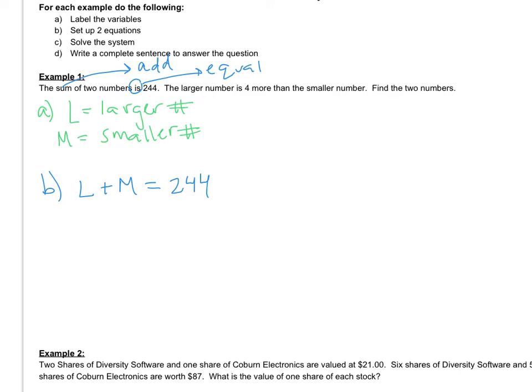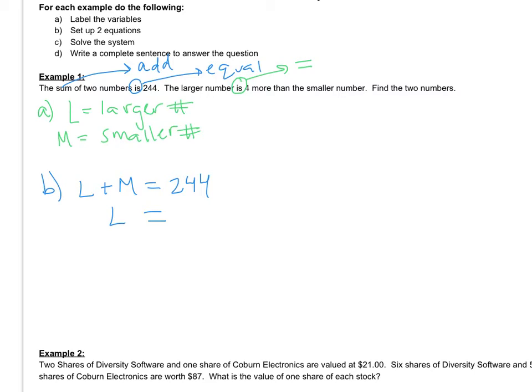In our second equation, we're looking at the second sentence. The larger number is. Now, this word is, just like before, that's our equal sign. So as we start writing our equation, we know where the equal sign is going to be. And in front of that equal sign, to the left of it, is the larger number. Well, the larger number is our variable. So we are going to put the L on the left.